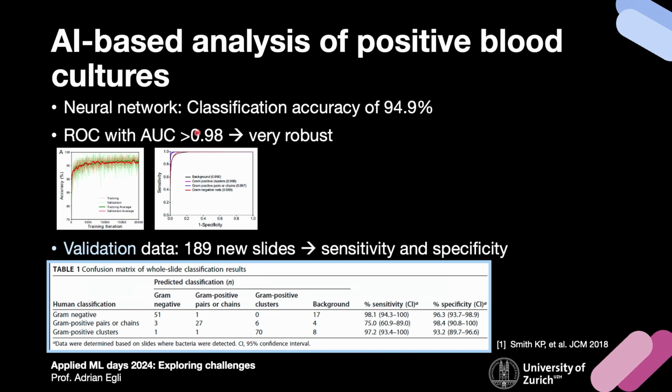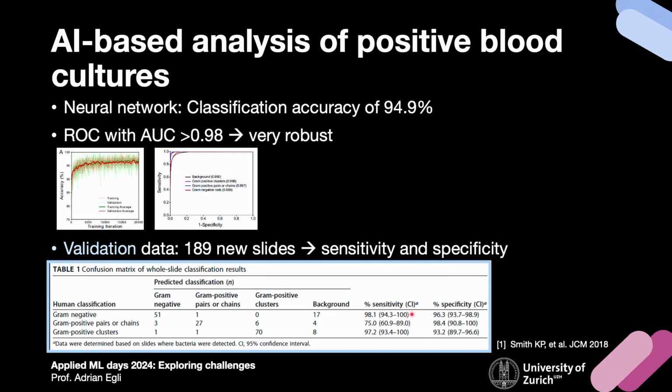And so it generated a very good area under the curve, which you can see here. So fantastic. And then they validated that. That's also a very important step, with a new data set of 190 new slides. And they assessed the sensitivity and specificity. And what you can see here is that the sensitivity was very good. With one exception, there was a 75% sensitivity to recognize gram-positive pairs and chains. So there was a little bit of an issue, but otherwise the system was very, very promising.